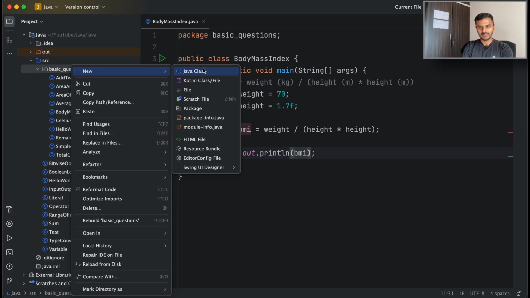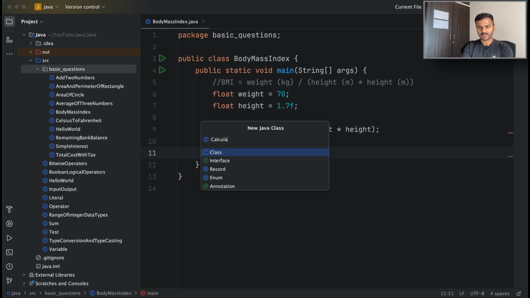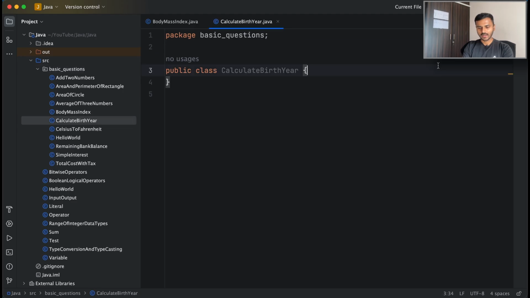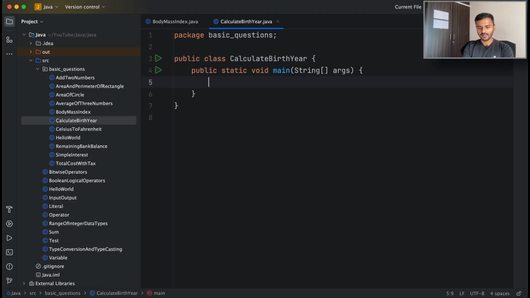Next up is to calculate the birth year by knowing a person's age and the current year, of course. For that, let's create a class and name it CalculateBirthYear. Over here, we'll say public static void main. Now what we need to find is the birth year, and how can we do that? Well, we can take the current year and subtract the person's age from the current year.